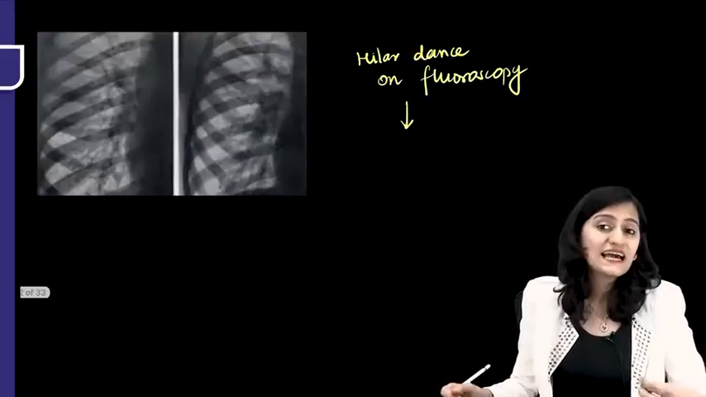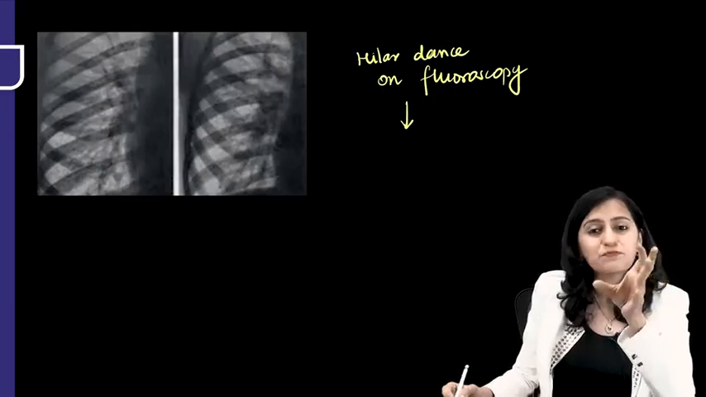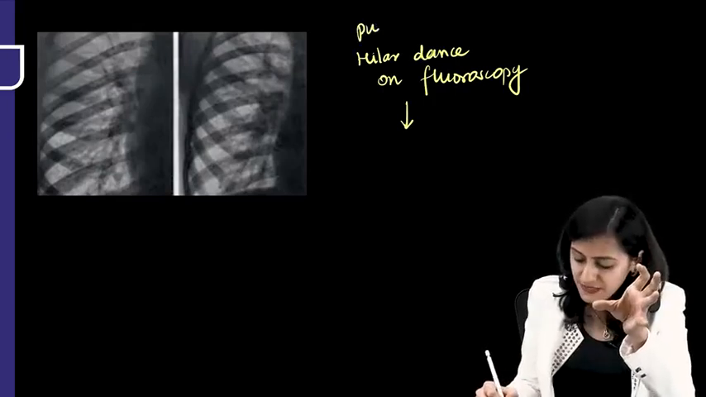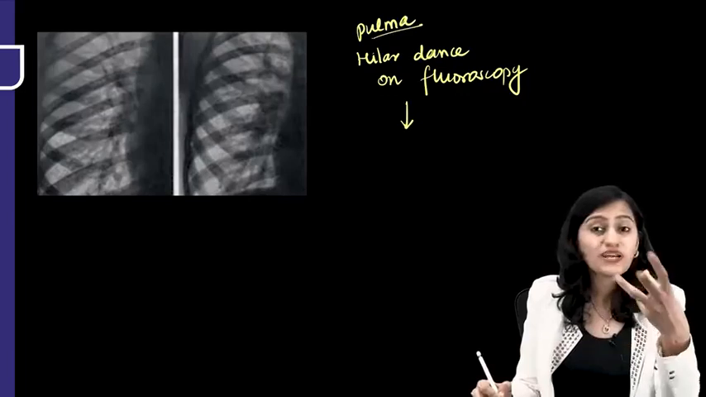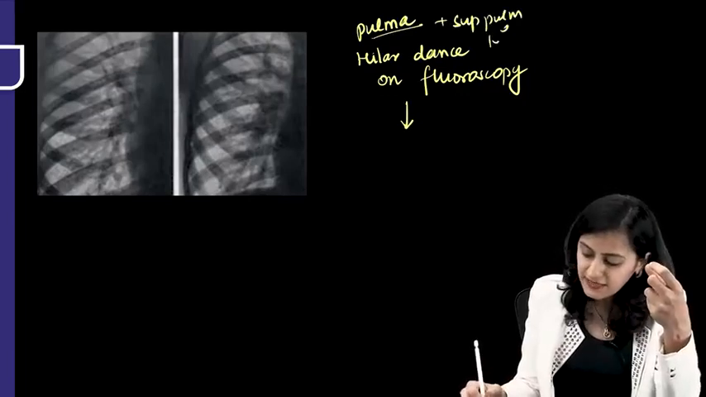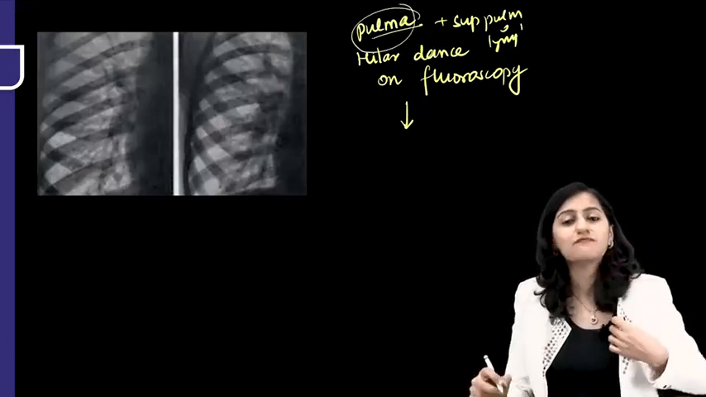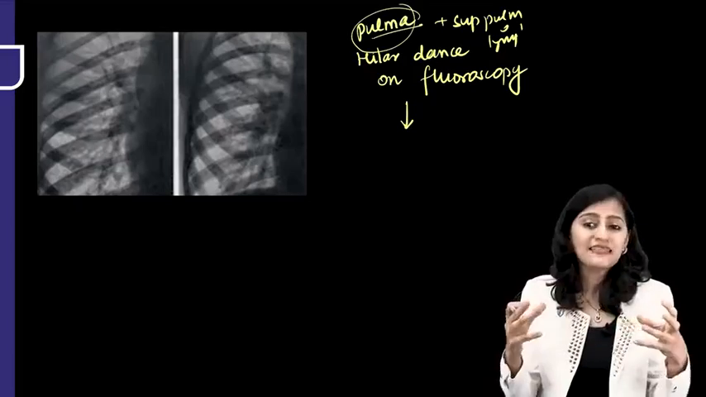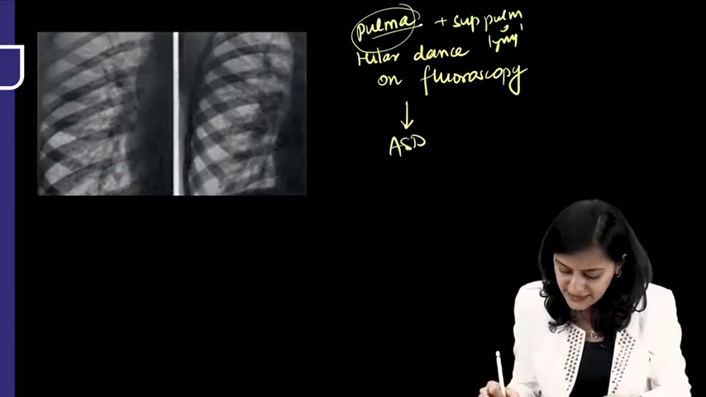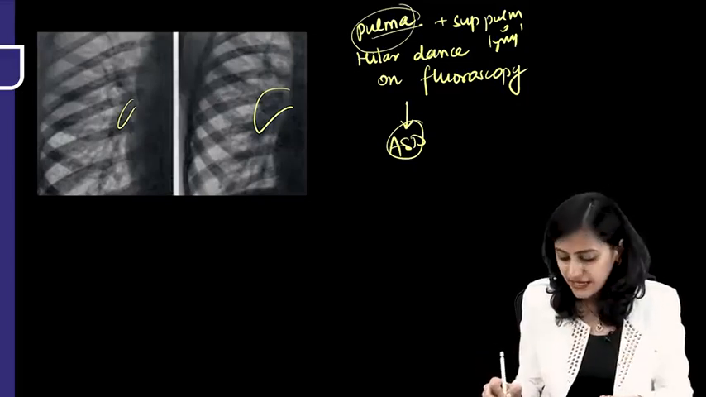Where do you see the hilar dance on fluoroscopy? What is the hilar dance? So at the hilum, the predominant shadow that is formed is by the pulmonary artery. What else contributes there is the superior pulmonary vein and the lymphatics, right? So this pulmonary artery is dancing. There's a lot of pulsations which is happening, and that is in the case of ASD. So look at the pulmonary artery because of the increased flow in ASD.